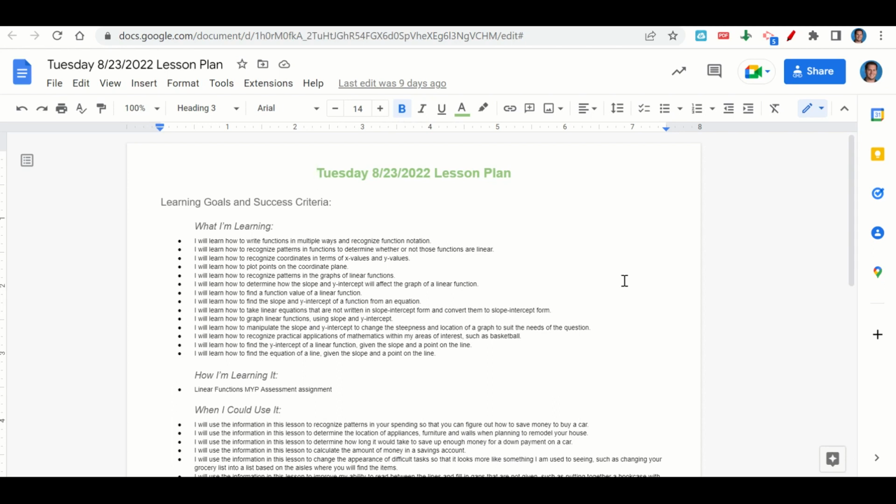equations that are not written in slope-intercept form and convert them to slope-intercept form, how to graph linear functions using slope and y-intercept, how to manipulate the slope and y-intercept to change the steepness and location of a graph to suit the needs of a question, how to recognize practical applications of mathematics within your areas of interest such as basketball, how to find the y-intercept of a linear function given the slope and a point on the line, and how to find the equation of a line given the slope and a point on the line.